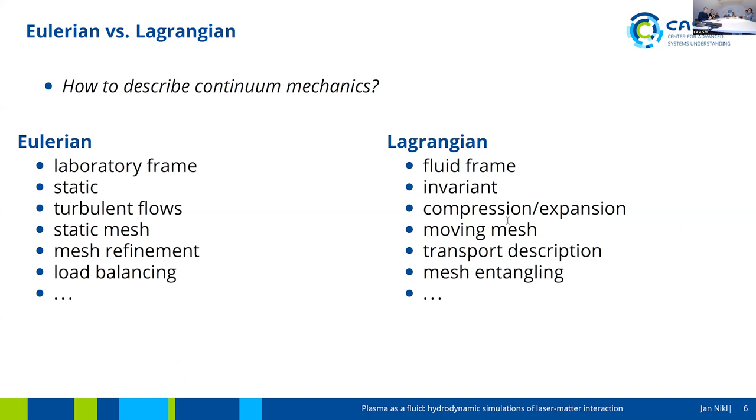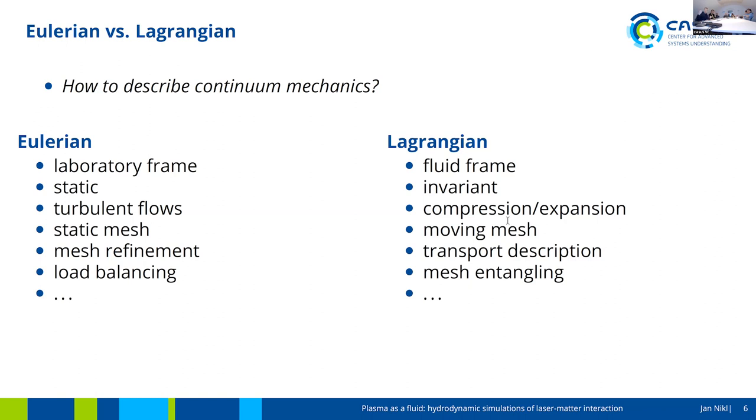For these reasons, the Eulerian description better suits maybe turbulent flows, while the Lagrangian one is more suitable for problems with strong compression or expansion. And when we stay true to this formalism also when discretizing the problem, we typically use static meshes for Eulerian methods and comoving meshes with the flow of the material for Lagrangian ones. In the case of Eulerian methods, we then need something like mesh refinement, typically to increase resolution at places of, for example, propagating shock waves, where we might run into problems with load balancing. This is not the case for Lagrangian methods, which do not suffer from this problem.